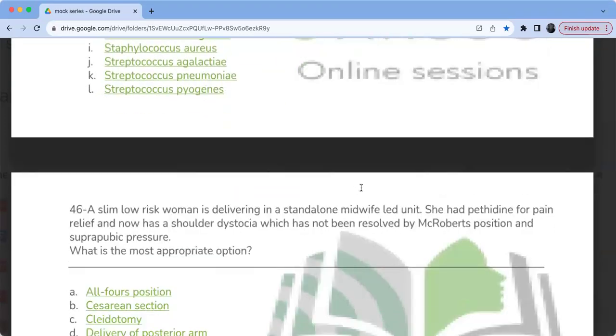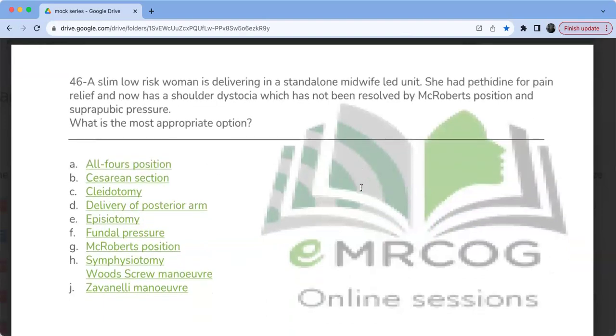Yes, we have solved this one. A slim, low-risk woman is delivering in a standalone midwife unit, and she had Betadine for pain, and now she had a shoulder dystocia and has not resolved it by the McRoberts position and suprapubic pressure. What is the most appropriate option now? Why did he write slim?